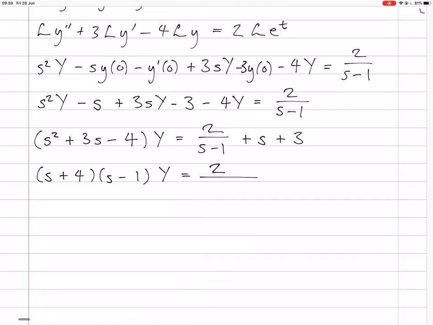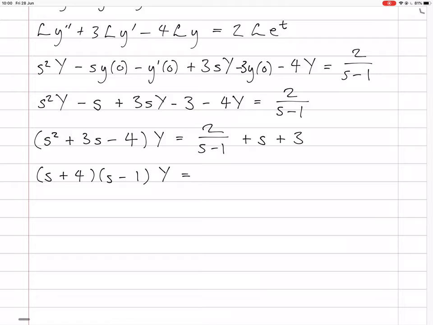So you're going to have 2 over... Let's think, what do you do? So when you have this situation, we could put them all over a common factor, but then it'll have a quadratic on the top, and the bottom will be s minus 1. Then we divide through by s plus 4 s minus 1. So we have a quadratic over s plus 4 s minus 1. Let's actually just do it and see what happens. Maybe something nice will cancel.